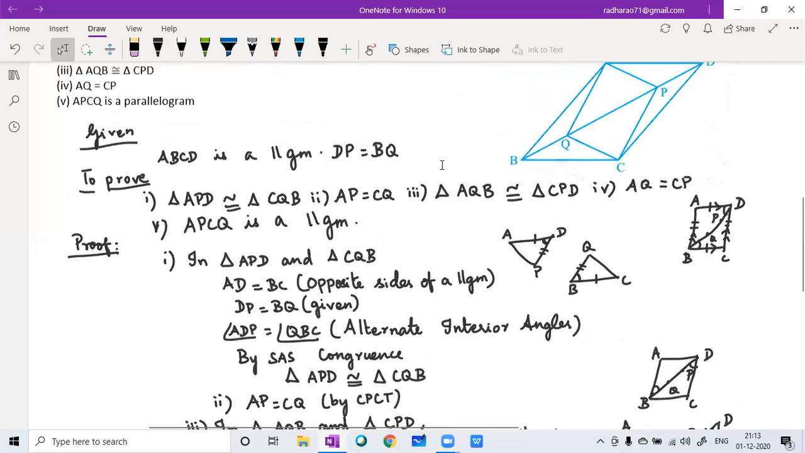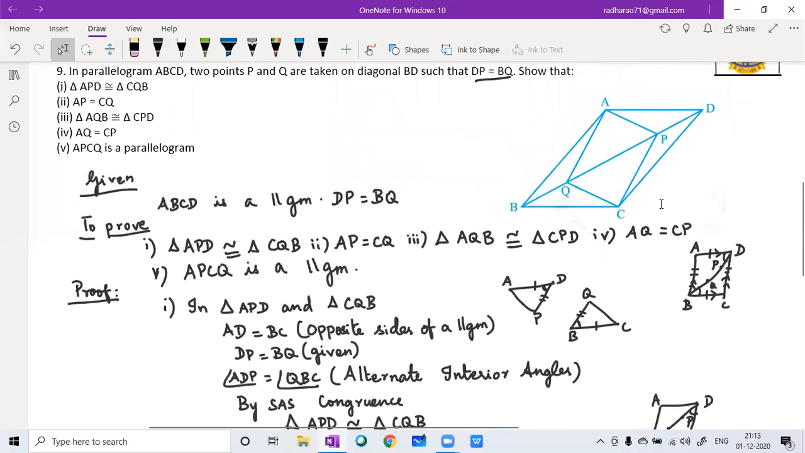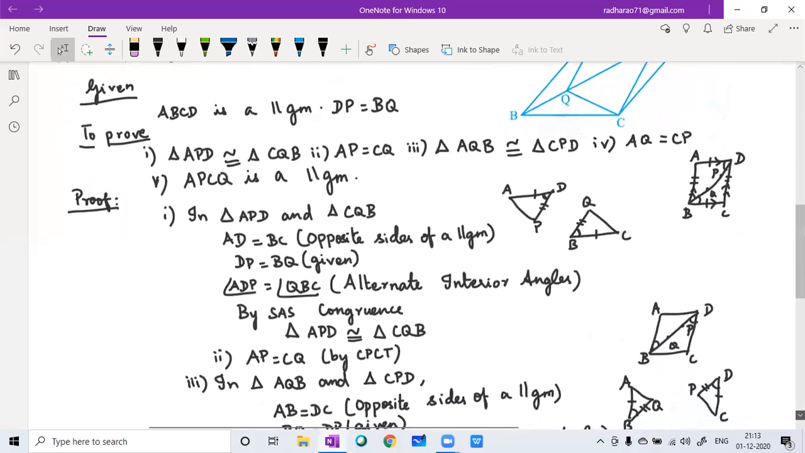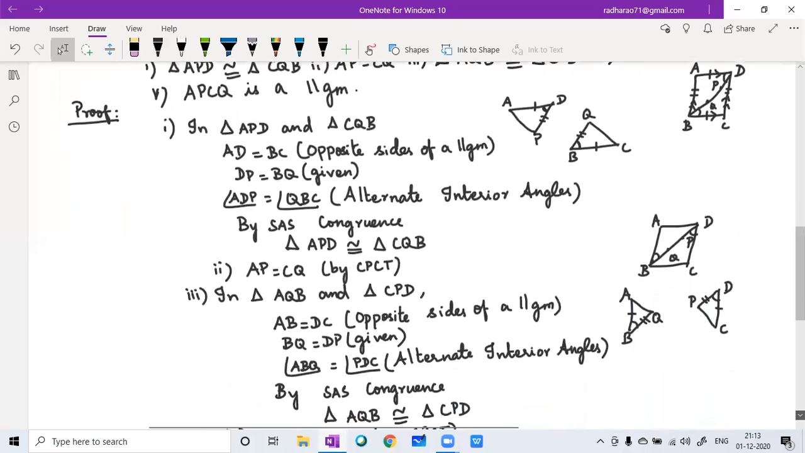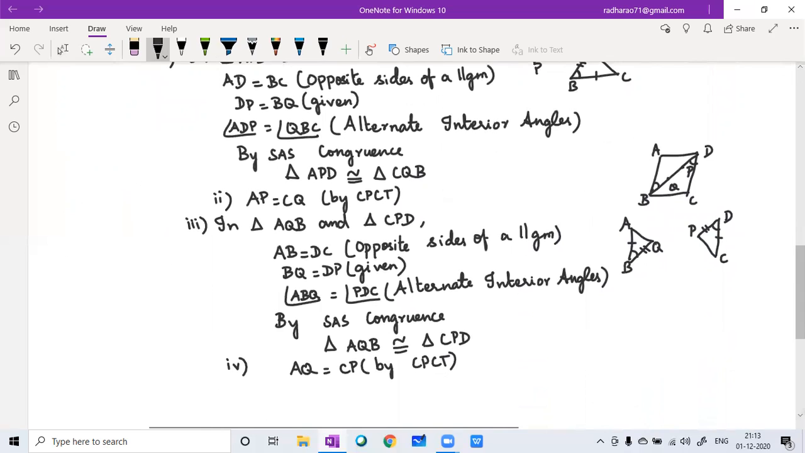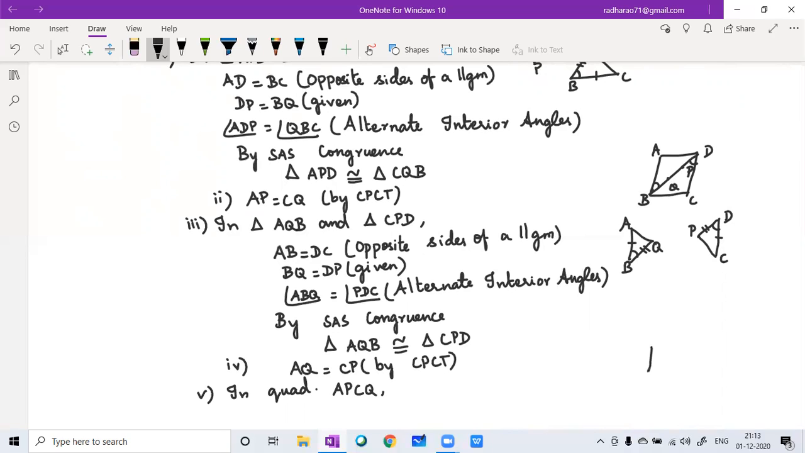We have to prove APCQ is a parallelogram. So let us see how to prove APCQ is a parallelogram. You know, in any quadrilateral, if both pairs of opposite sides are equal, then it is a parallelogram. Now, in quadrilateral APCQ, both pairs of opposite sides are equal.